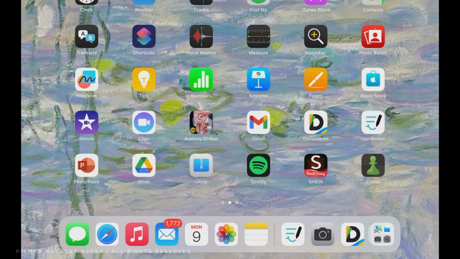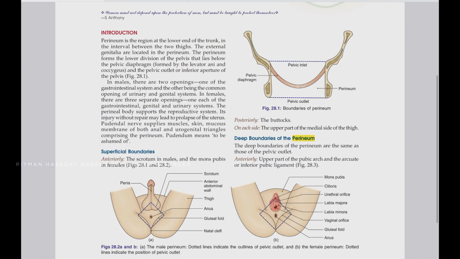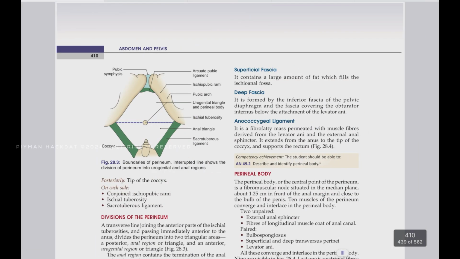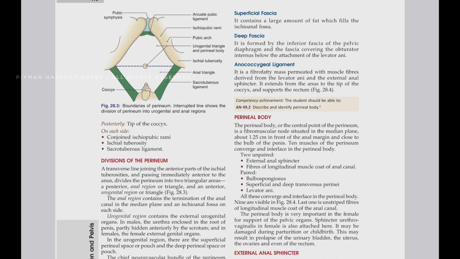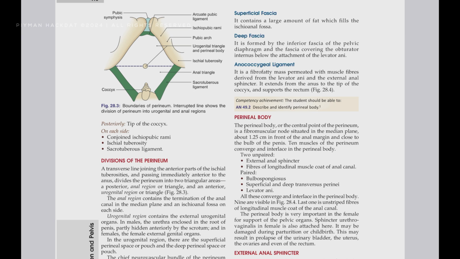Okay, so if we talk about the deep boundaries, anteriorly it is the inferior pubic ligament, and posteriorly it is the tip of the coccyx and the sacrotuberous ligaments, and on each side are the conjoint ischiopubic rami, the ischial tuberosity, and the sacrotuberous ligaments.